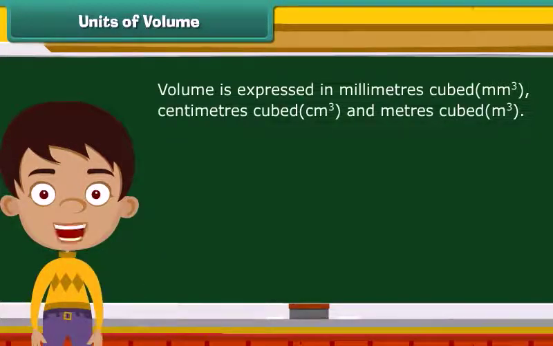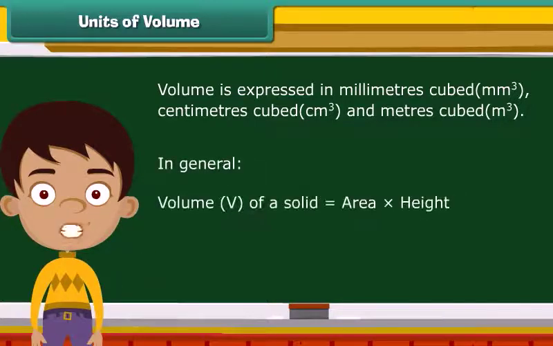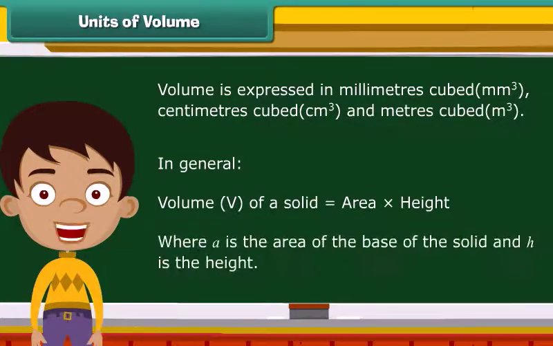Basically, volume is expressed in millimeters cubed, centimeters cubed, and meters cubed. In general, the volume, V, of a solid is given by the area of the base times height, V = A × H, where A is the area of the base of the solid and H is the height. Let's learn about the volumes of different objects.